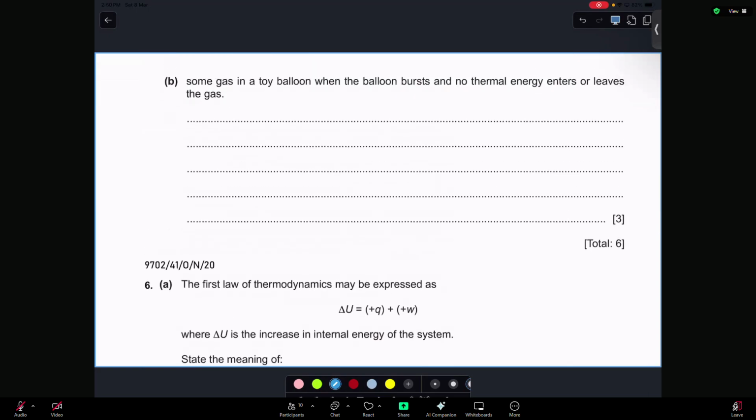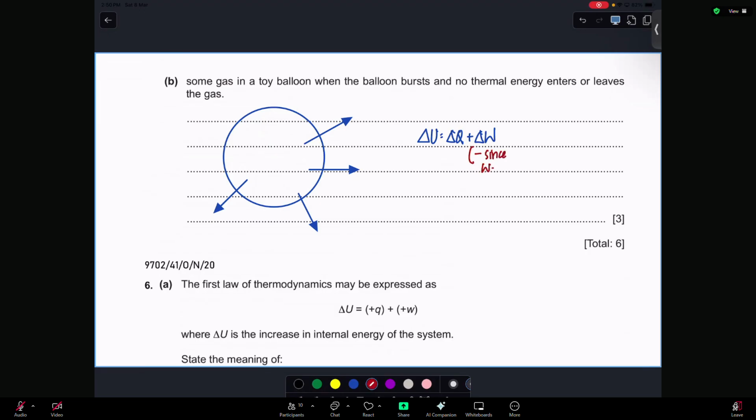Some gas in a toy balloon, when the balloon bursts and no thermal energy enters or leaves the gas. This will be straightforward. So you have this balloon that bursts. When the balloon bursts, what does the gas do? The gas is compressed right now and it expands. So if we go to the formula, del u equals del q plus del w, what is happening to the work done here? Is it plus or minus? Minus, because it's expanding, so minus, since work is done by the gas.